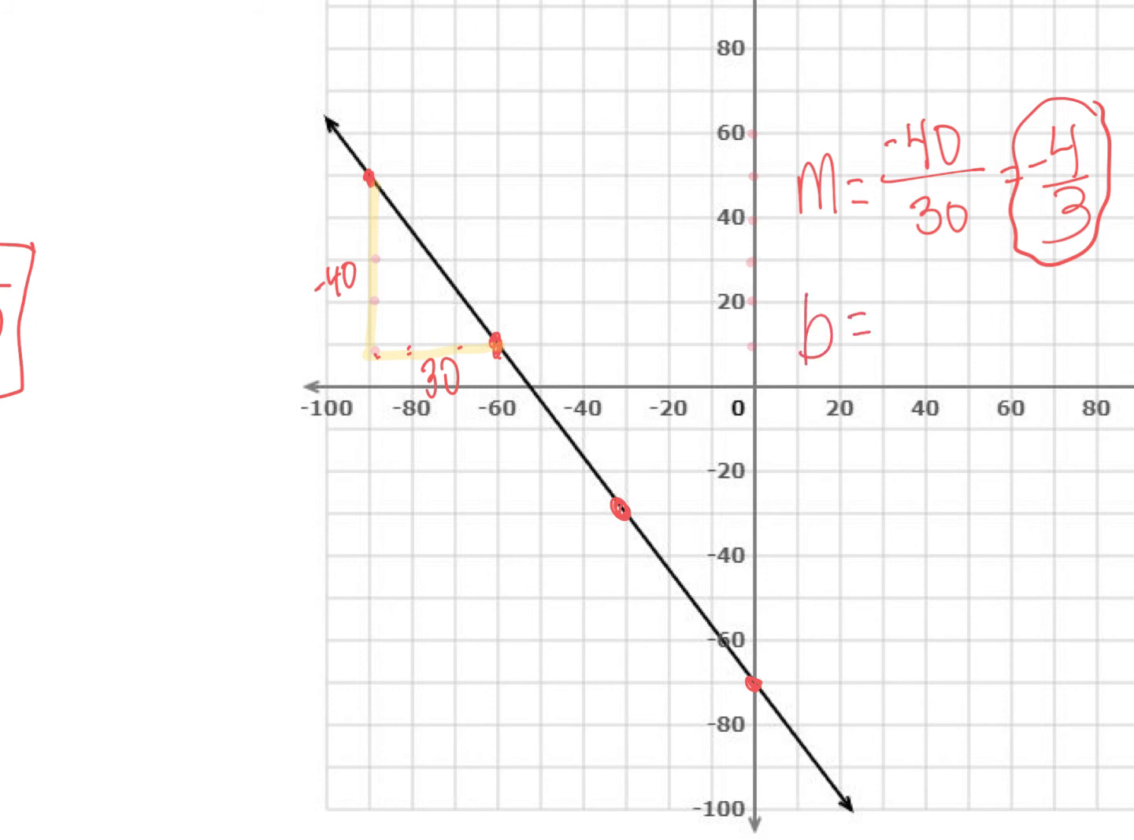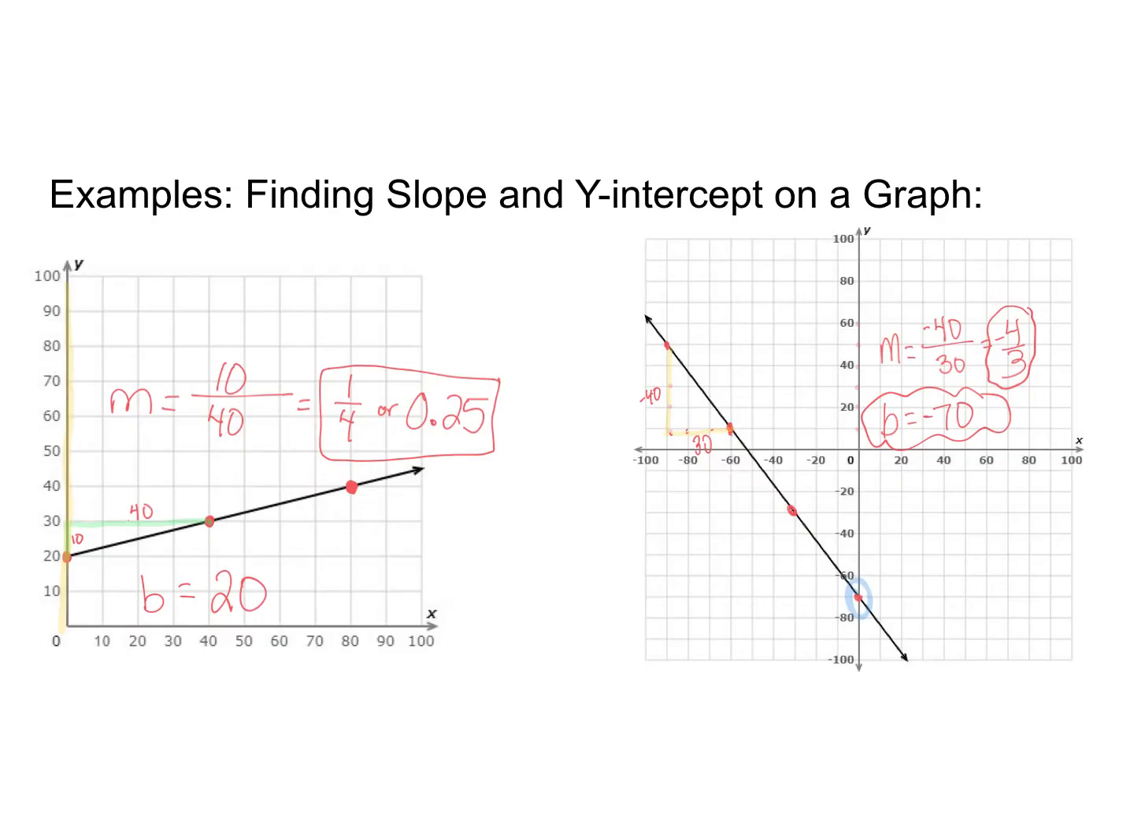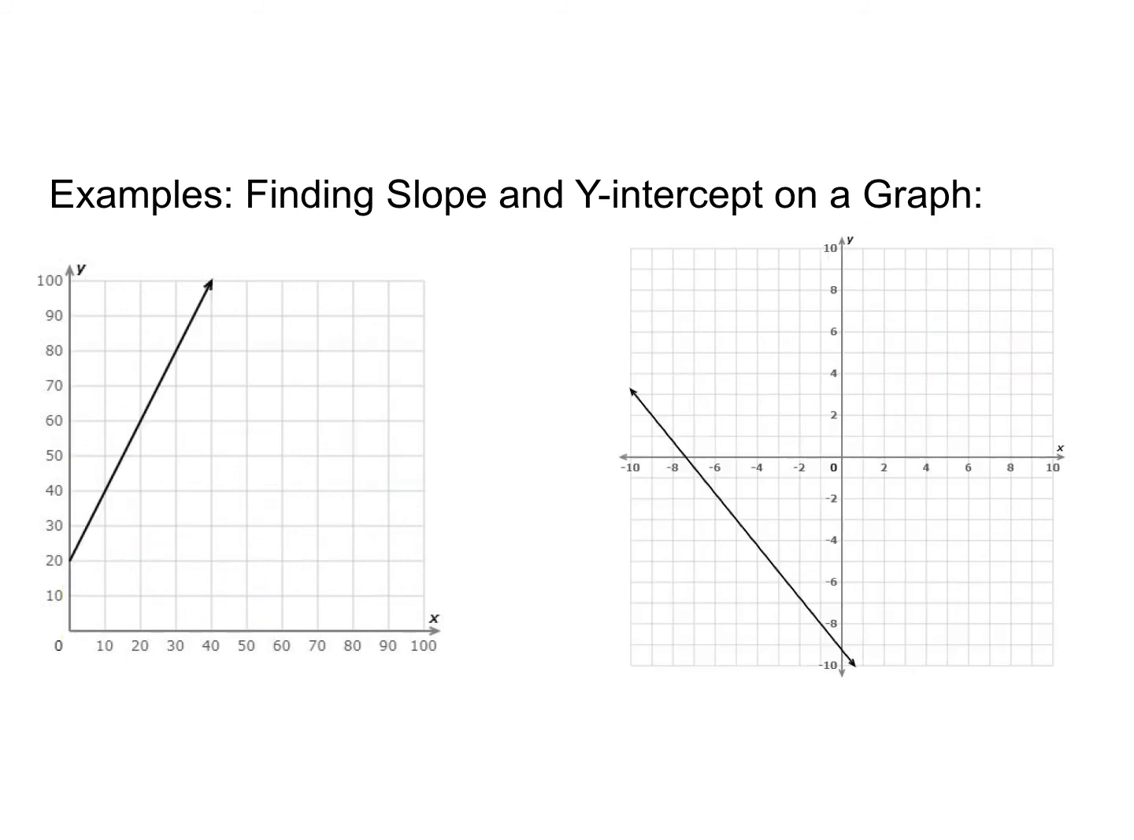And then the B, remember, is that point where it crosses the y-axis. If I go back and look at that, I cross the y-axis right here, and the value of that point is negative 70. So my B is negative 70. All right. Go to the next one.